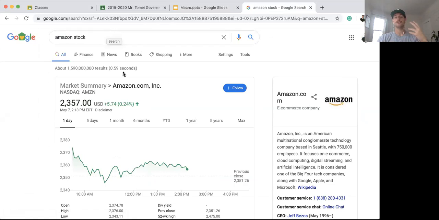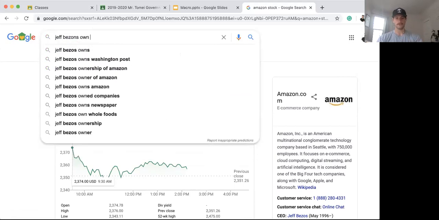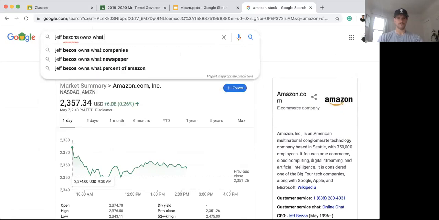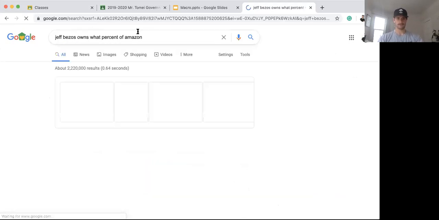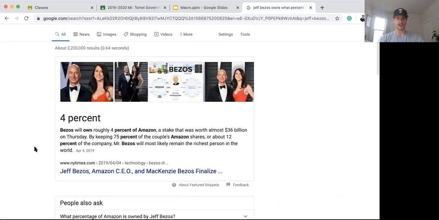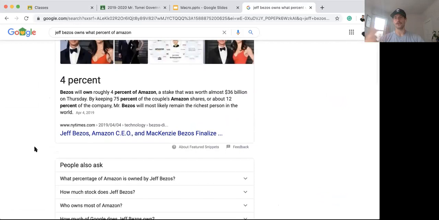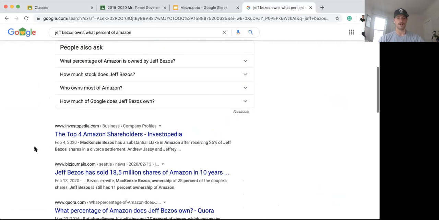But Jeff Bezos doesn't own 100% of his company. He only owns a certain percentage. In fact, Jeff Bezos owns what percentage of Amazon? Yeah, he only owns 4% of Amazon. But that still makes him the largest shareholder, owning the most shares of any single holder available.